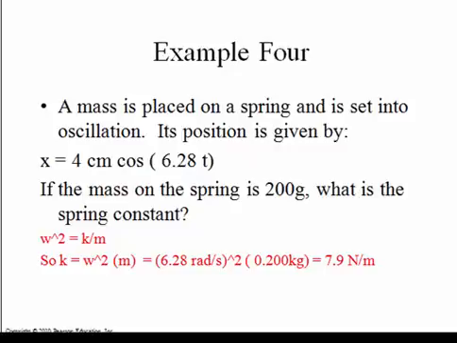Omega squared equals k over m, so k equals omega squared times m. 6.28 radians per second, squared, times 0.200 kilograms, making sure that mass is in kilograms, gives us a k of 7.9 newtons per meter.